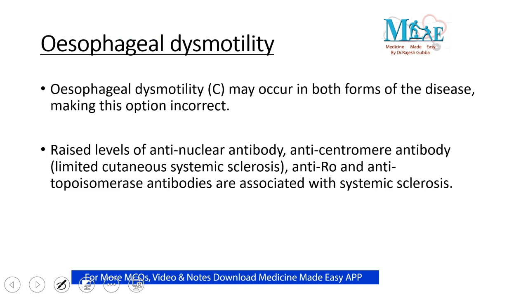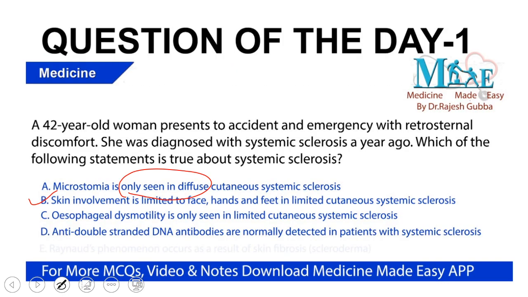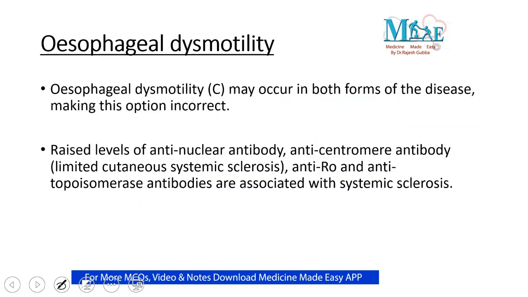And take the third option, that is about esophageal dysmotility. See, esophageal dysmotility may occur in both forms of the disease. That is the reason why this third option is incorrect. In our question, it is given that esophageal dysmotility is only seen in limited cutaneous systemic sclerosis. That is the reason why it is an incorrect answer, because esophageal dysmotility is seen in both forms of scleroderma.